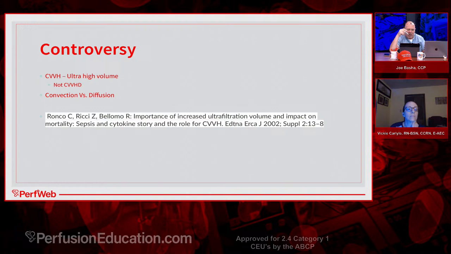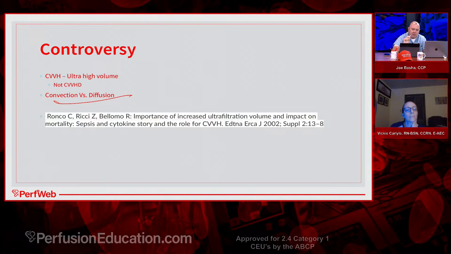CVVH, using ultra-high volume or intensive CVVH, is a controversial topic, and it is not CVVHD. You will see people using CVVHD, which is continuous veno-venous hemodialysis, for inflammatory mediator mitigation. It doesn't work because all you're depending on is diffusion. It's dialysis. That's all it is, which is only going to rely on passive diffusive concentration gradient removal, and it's going to be very good for very small ions and cations, and that's all.